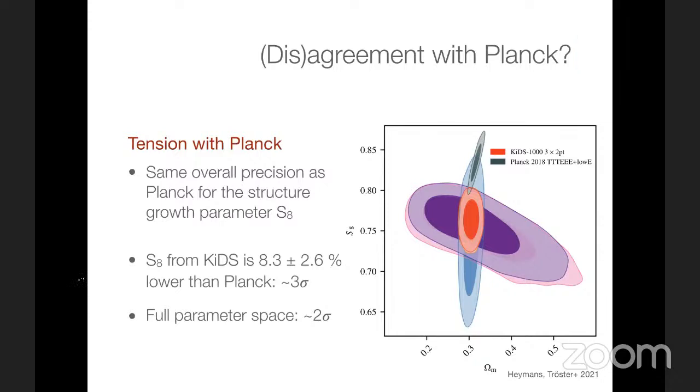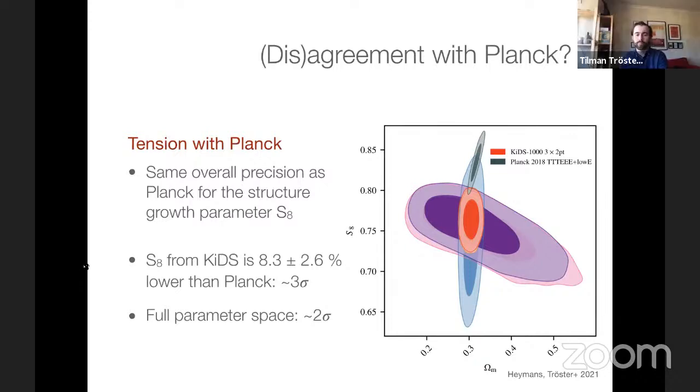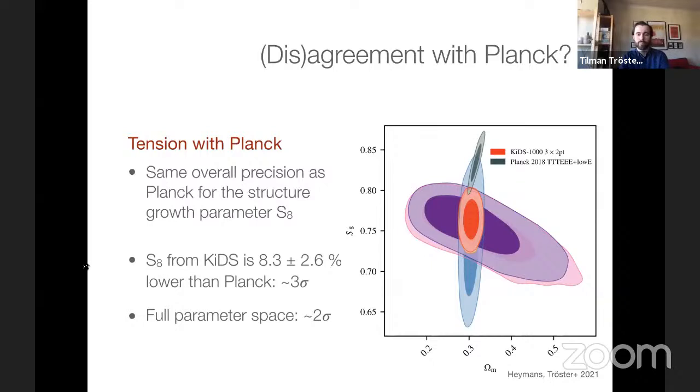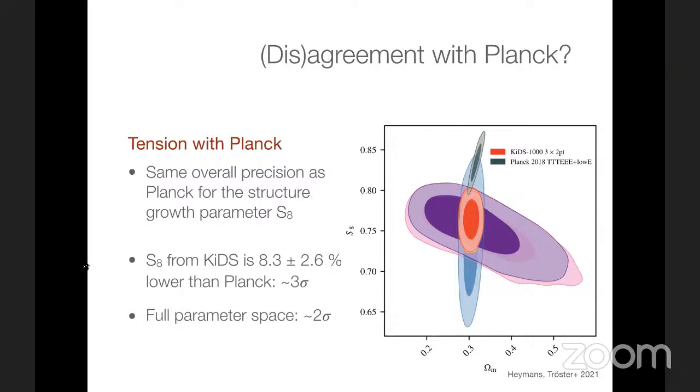Hey, quick question here. Can you hear me? Yeah. And I presume the results that you're showing for the 3x2 are the combination of the band powers, I mean, the angular power spectrum only. Do you have comparisons for the 3x2, like using then COSEBIs for the shear part, and maybe 2-point functions also for the clustering part?